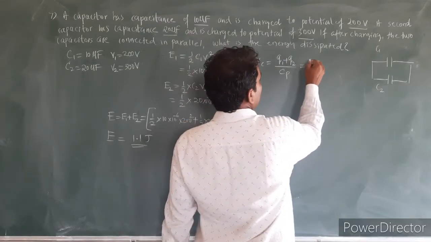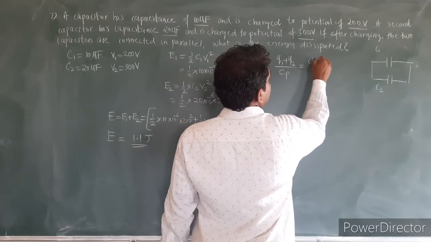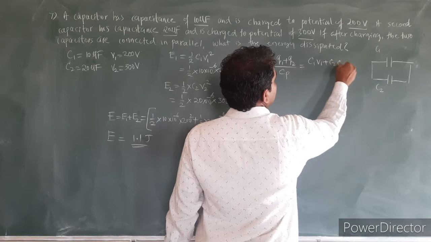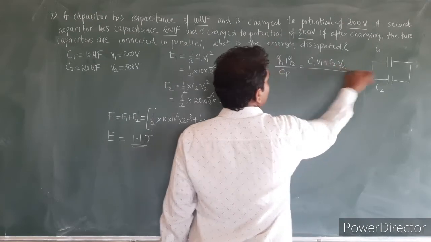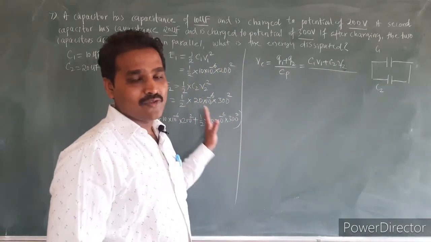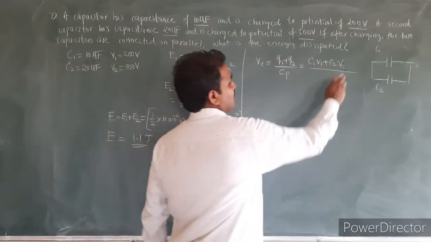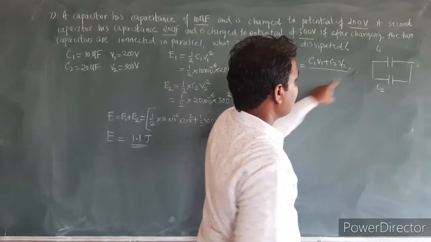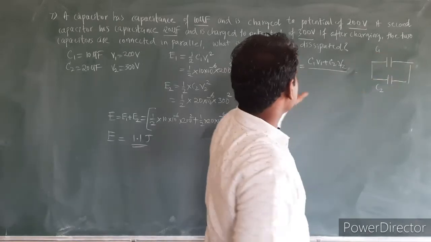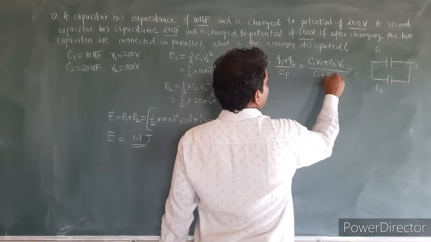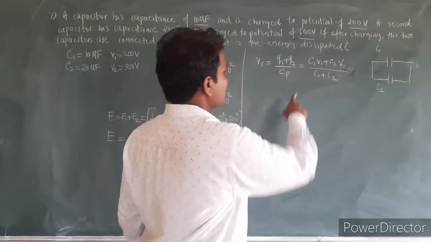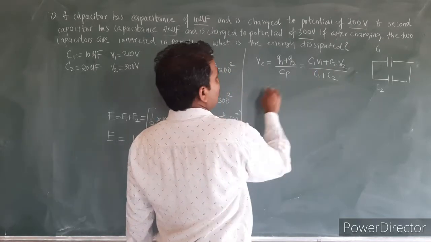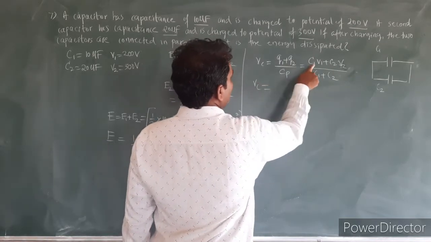So the total charge Q is equal to C1 V1 plus C2 V2. The charge remains conserved either before the combination or after the combination. And the effective capacitance when they are connected in parallel is C1 plus C2.